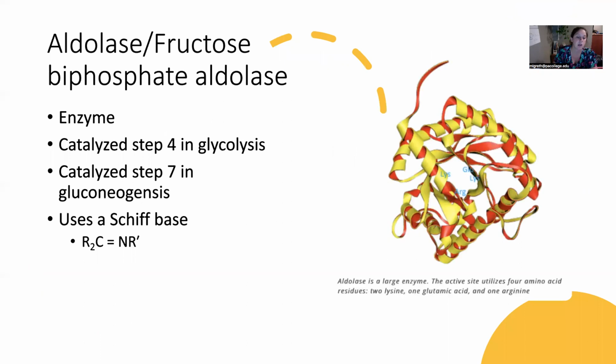All right, so one of the enzymes that I had talked about during that was aldolase, which is also known as fructose bisphosphate aldolase. So this is an enzyme that catalyzes step 4 in glycolysis and step 7 in gluconeogenesis. This uses a Schiff base, a group of compounds that are characterized by the presence of a double bond link between a carbon and a nitrogen atom. That double bond allows for the movement of electrons.